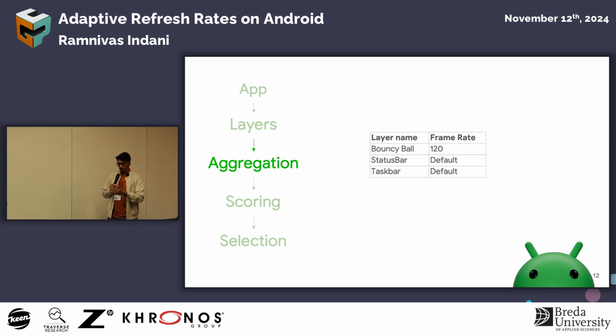So we got the layers, we sorted them. This is the bare minimum extraction and aggregation of these layers and votes. So once we have the bouncy ball, the rate that we want is 120. The status bar and taskbar don't have much of a vote because they are mostly static until something like a notification pops up.